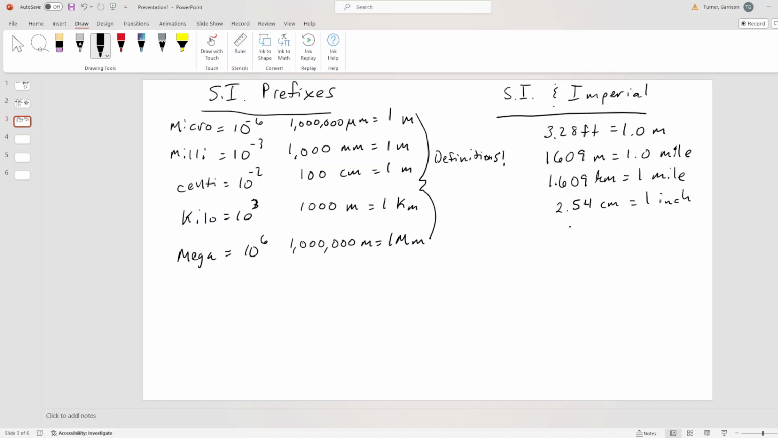There are, of course, 60 seconds in 1 minute. There are 60 minutes in 1 hour. Oh, so these are no longer conversions between SI and Imperial. These are just time conversions. So these are also definitions. Okay. These are measured.